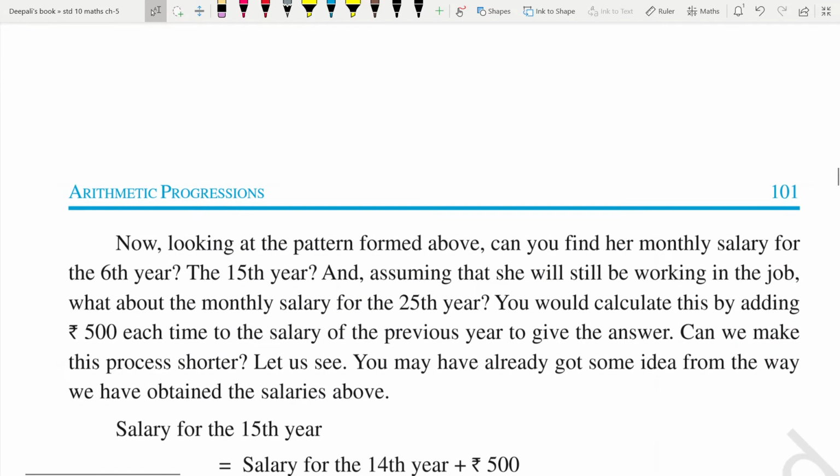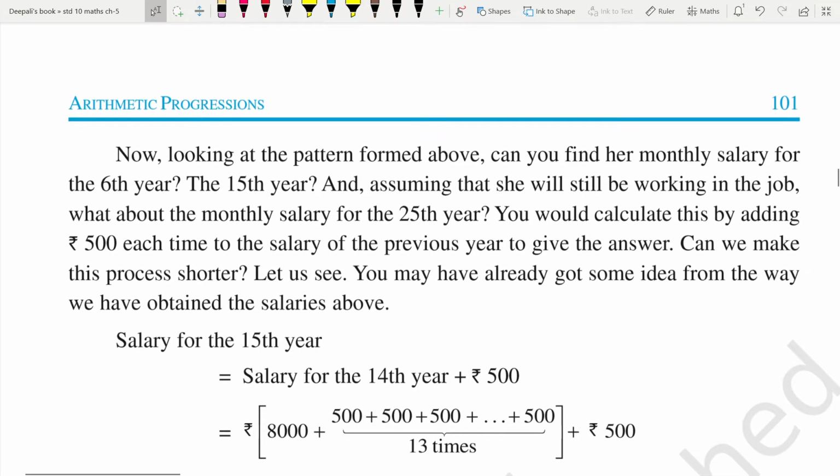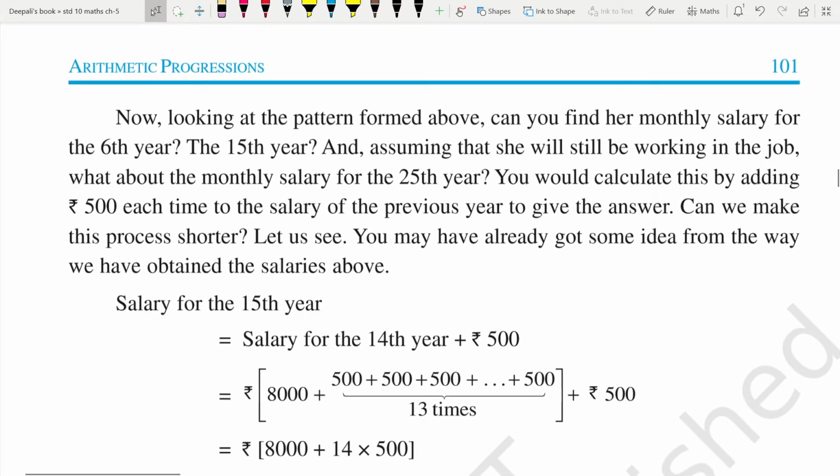Now looking at the pattern formed above, we can find her monthly salary for the 6th year, the 15th year, and assume that she will still be working in the job. What would be her monthly salary for the 25th year? Would you calculate this by adding 500 each time to the salary of the previous year to give the answer? Wouldn't it be very tedious? So can we have some shortcut formula for this? Yes. We can make this process shorter.